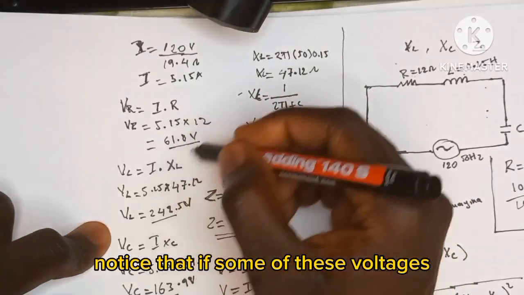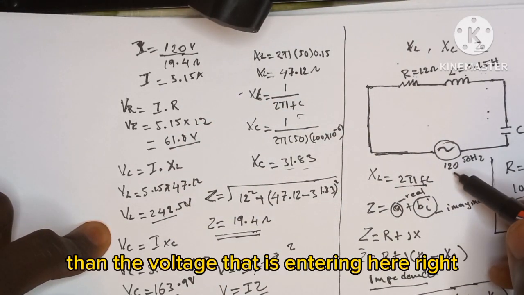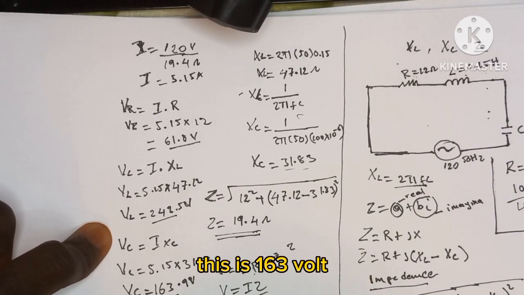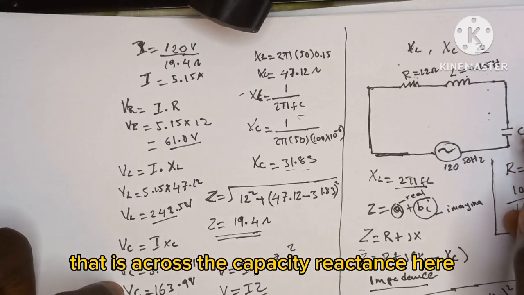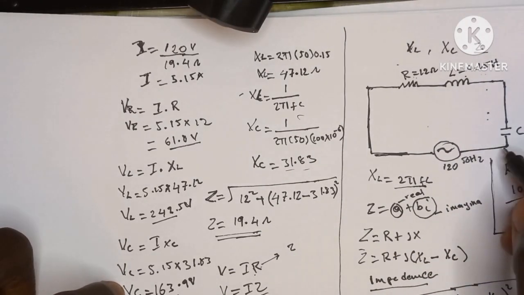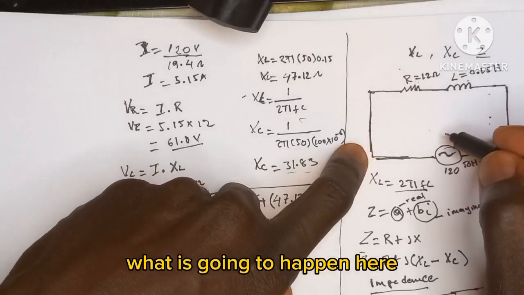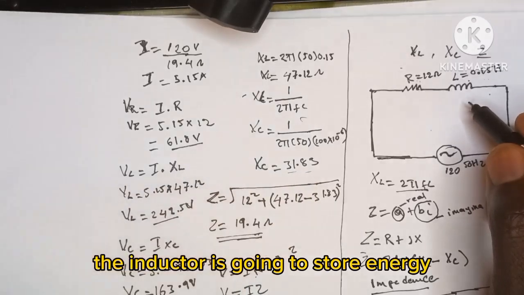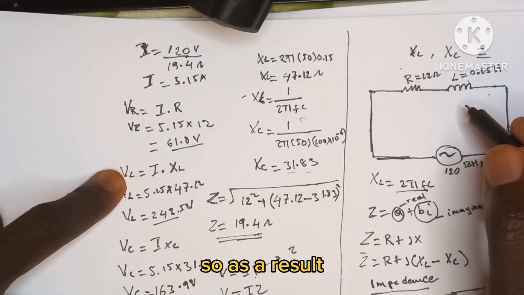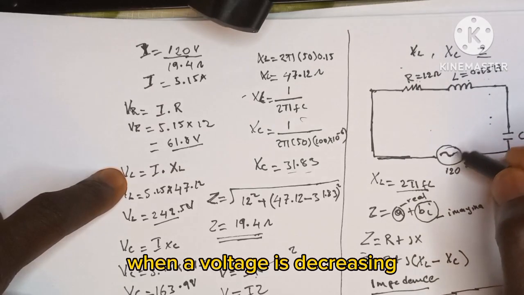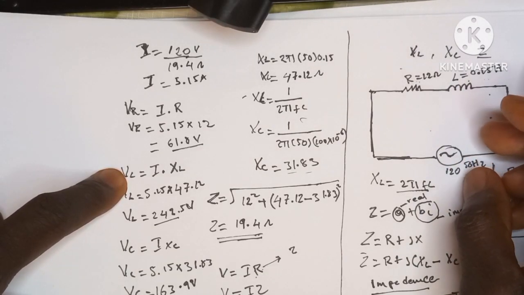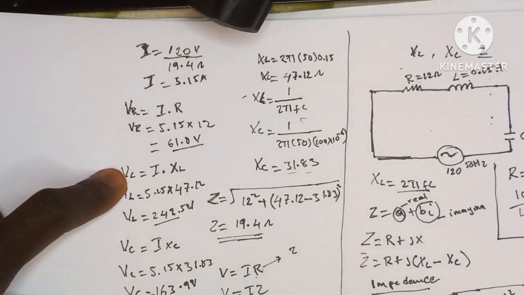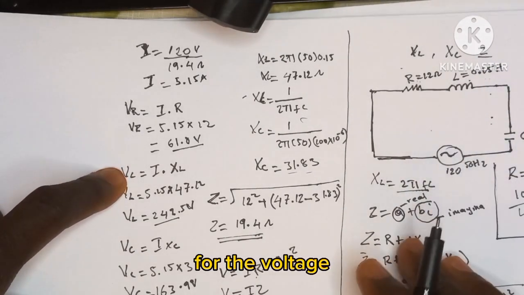Notice that if you sum all of these voltages, it's going to be larger than the voltage that is entering here. As you can see, this is 163 volt that is across the capacitive reactance here, and it is larger than the input voltage. What is going to happen here is that when the current is going across the circuit, the inductor is going to store energy. So as a result, when the voltage is decreasing, the stored energy is going to get released, resulting in the increase of the voltage across the circuit. The same thing applies for the capacitor as well.